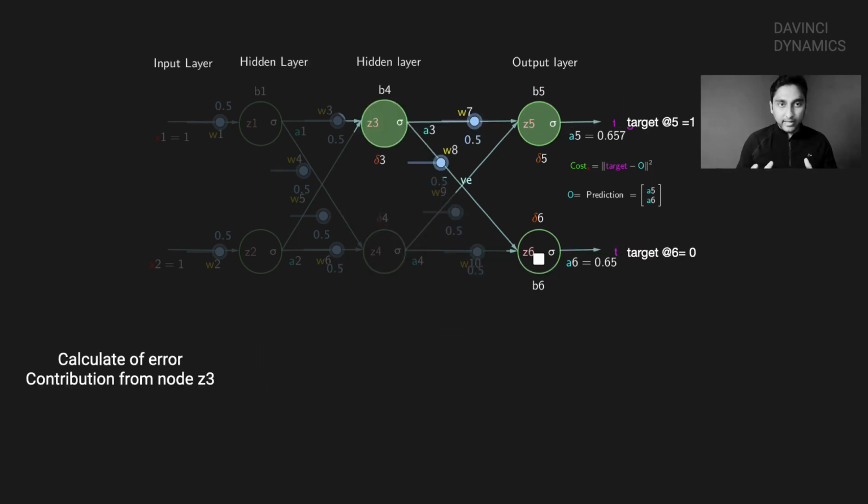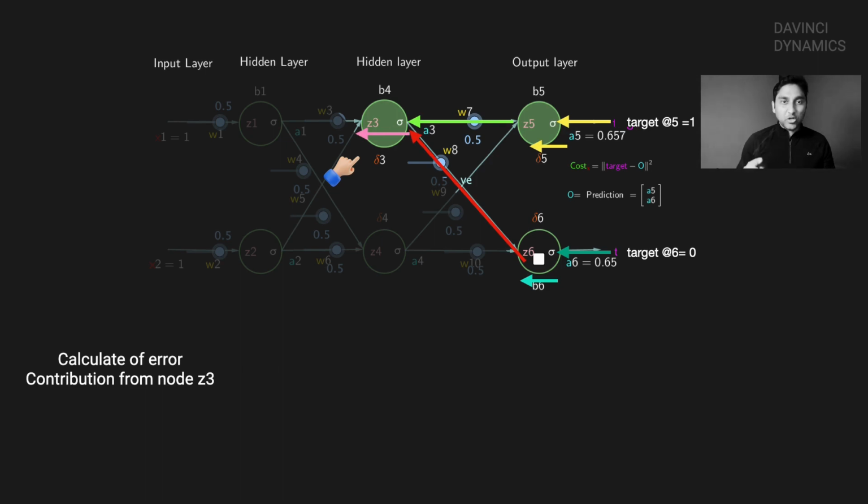Let's calculate the change in cost with respect to a small change in Z3, that we call delta 3, with a drawing exercise. Grab your pen and paper and draw an arrow back from target 5 to node Z5 and from target 6 to node Z6. Draw another arrow inside node Z5 from A5 to Z5 and inside node Z6 from A6 to Z6. Now connect Z5 to Z3 and Z6 to Z3 with arrows. Draw an arrow inside the circle node from A3 to Z3.